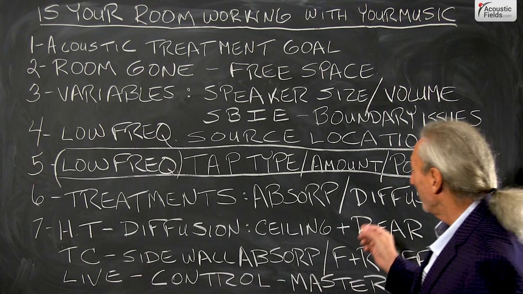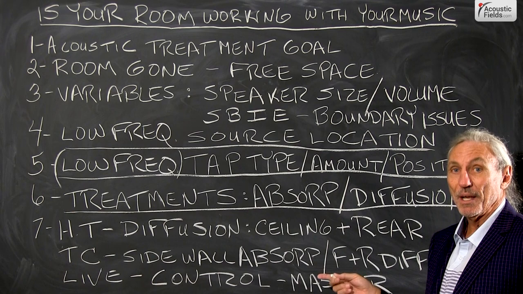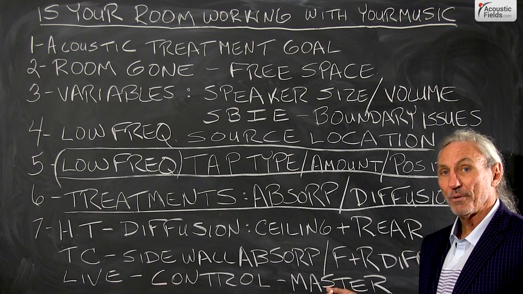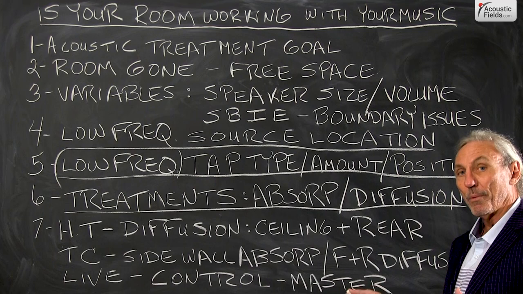Treatments. What are our options? We have absorption and diffusion. Those are the only two. I've been doing this 40 years, I can't think of any more. Yeah, there's all kinds of fancy names. There are hybrids that companies give to products to make you think it's a new category, but it's really not if you look at the science behind it. So we have only two tools in our toolbox. We have to be very, very careful how we use them, where we put them, and how many we use.